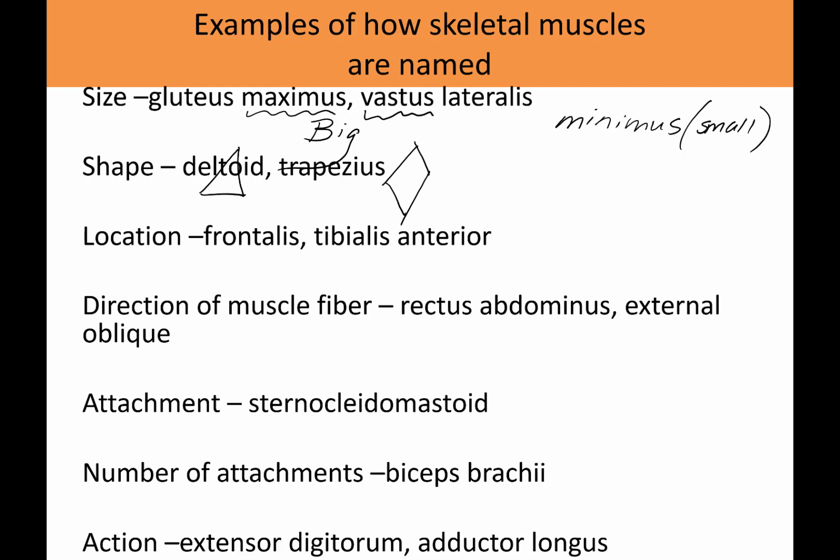Sometimes the name tells you location. So if you put your hand on your frontal bone, which is basically your forehead, that muscle right there is just called the frontalis. Find your tibia, that's the larger bone in your lower leg, and the tibialis anterior is basically the front of that bone. That would be like if someone came up and kicked you in the shin, or you put a shin guard on, it covers up that tibialis anterior. So those are kind of nice because they tell you where they're located in the body.